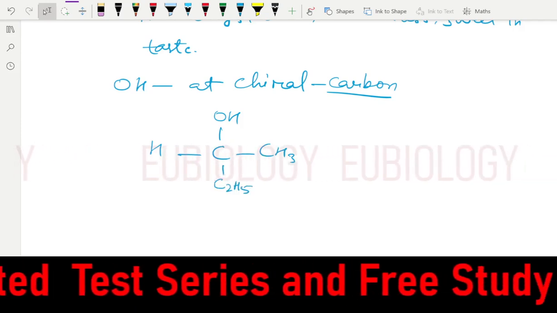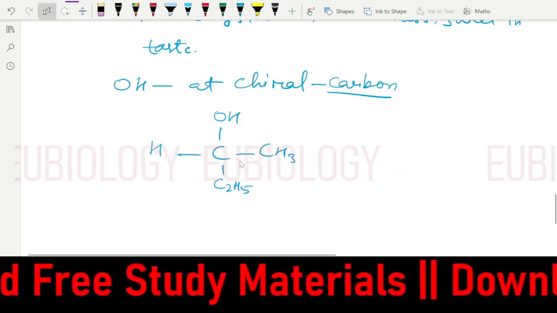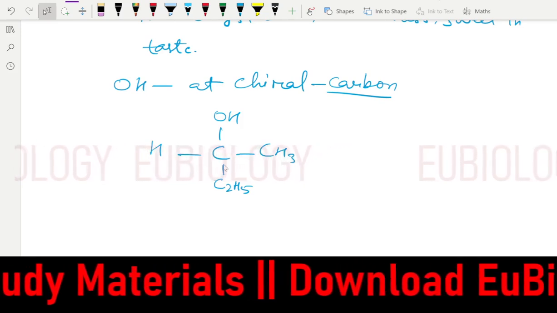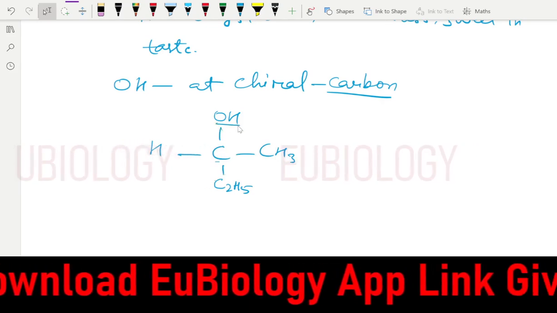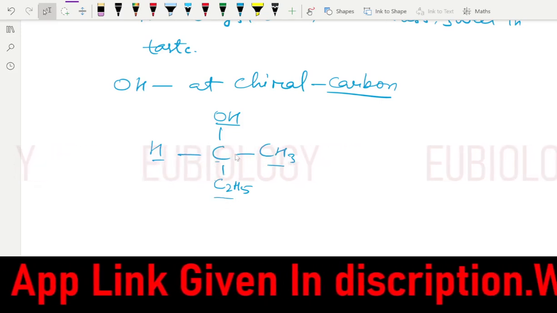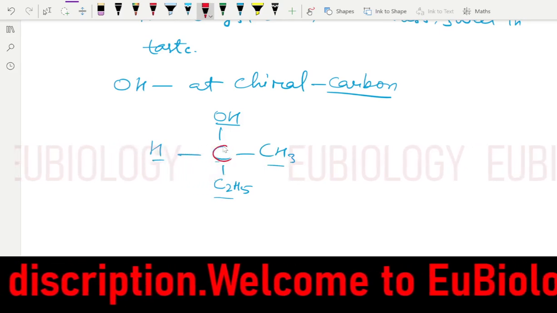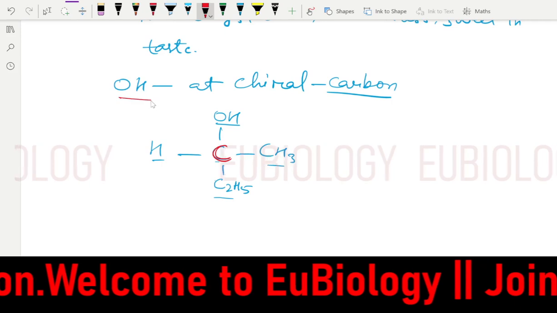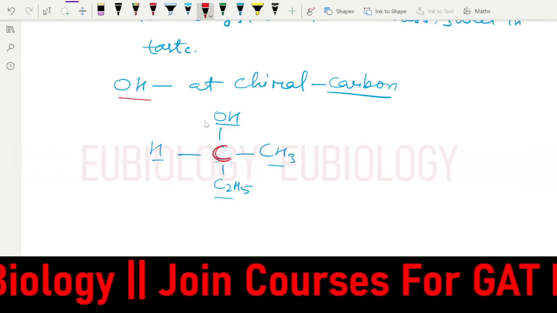If you see here, there are no same functional groups on the carbon. This carbon has different functional groups: one side OH, one side H, one side methyl, one side ethyl. So this will be called a chiral center. So the chiral center must have the OH group in the monosaccharide.